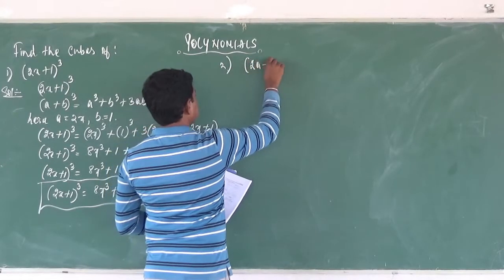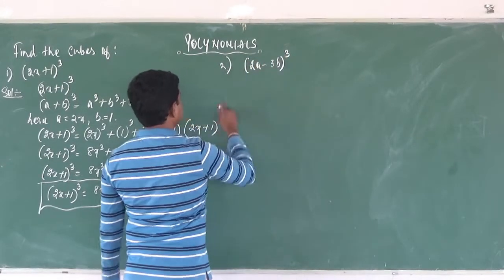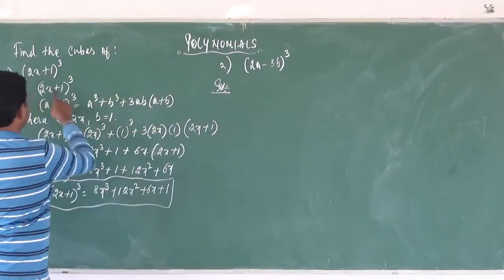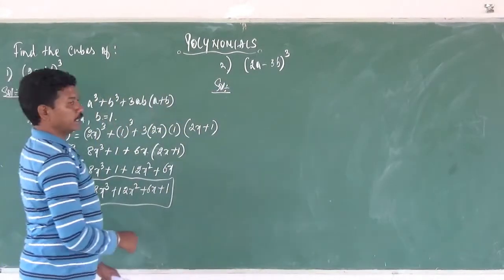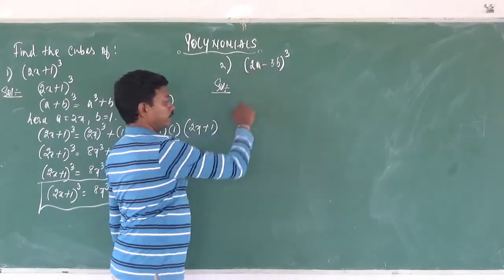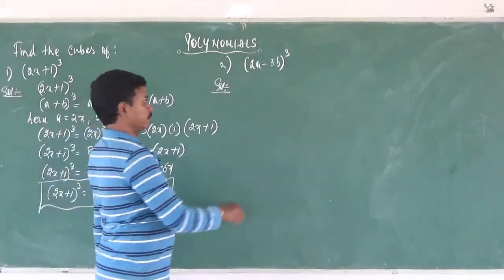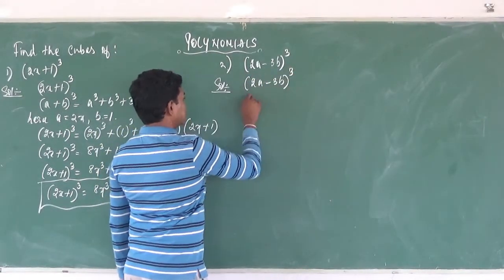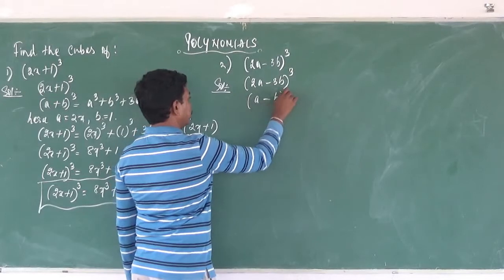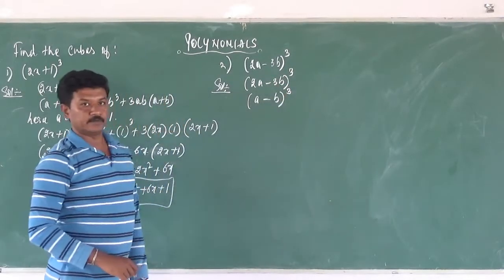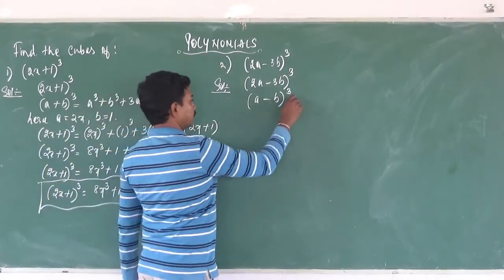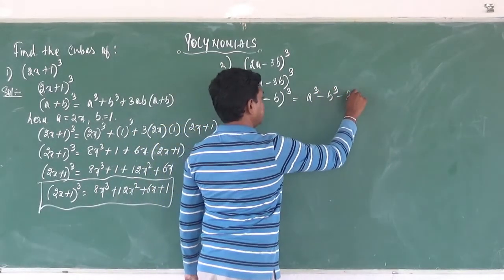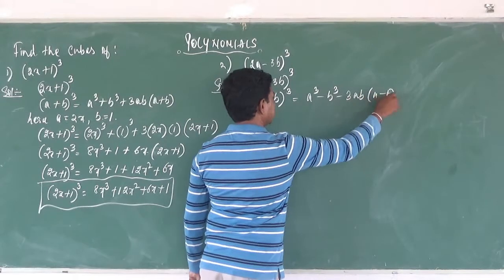2a minus 3b whole cube. So let us get into this. 2a minus 3b whole cube is not looking like 2x plus 1 whole cube because in between these two terms we have minus sign. So this is in the form of a minus b whole cube. So in the form of a minus b whole cube, formula changes. So that is a cube minus b cube minus 3ab into a minus b.